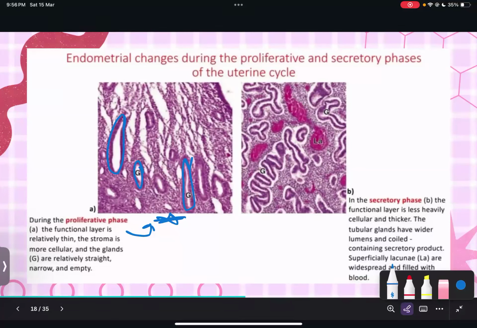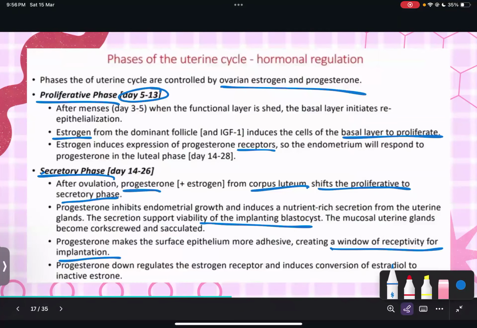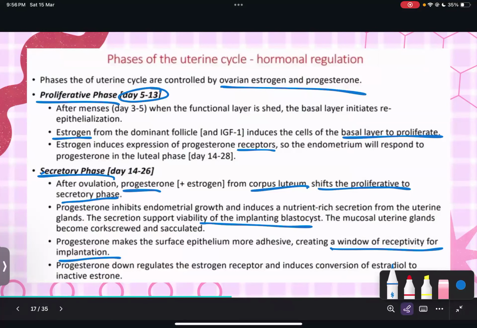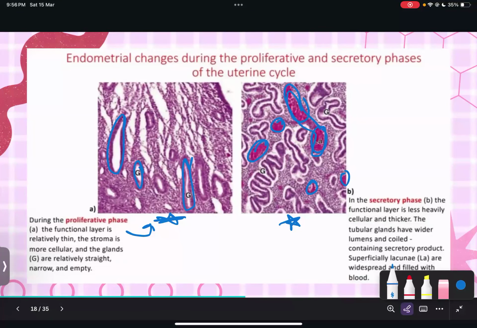However, here in the secretory phase, the functional layer is less heavily cellular and thicker. Why? It's because the tubular glands get wider, and their lumen starts filling with the secretory product, and the lacunae are widespread and filled with blood. So here are the lacunae. This whole thing, all of those are lacunae. These are what we said here are the venous lakes. Those venous lakes will be filled with blood. Why is that? It's because in case the progesterone falls, it will be shed, and menstruation will happen.